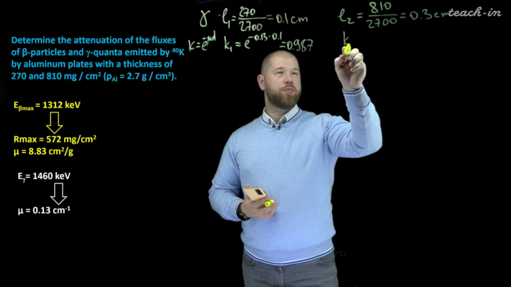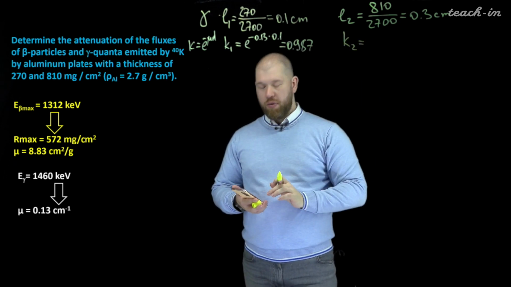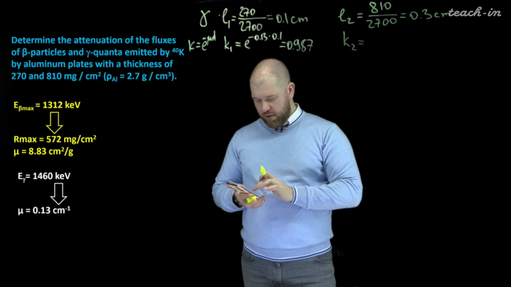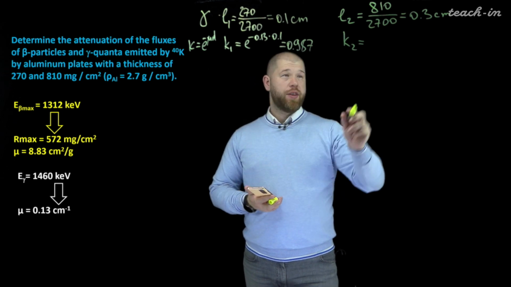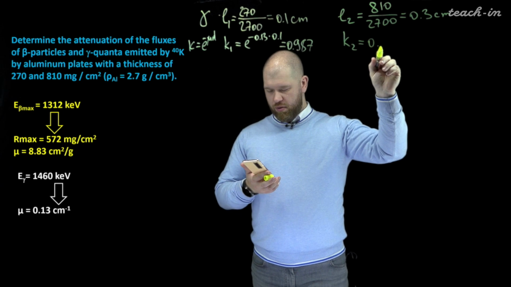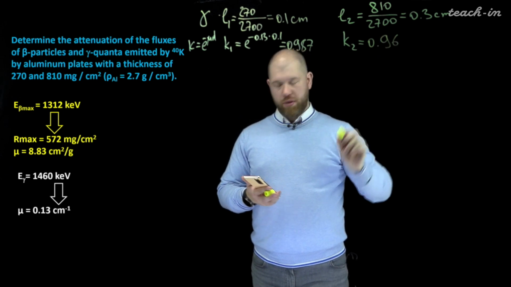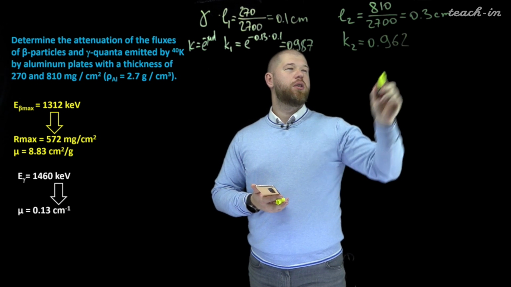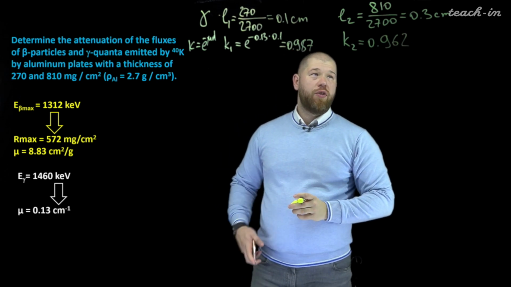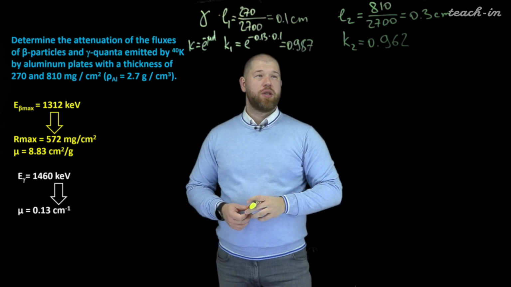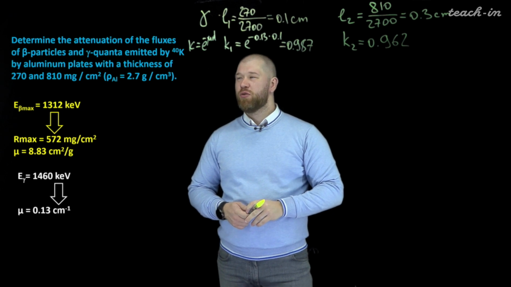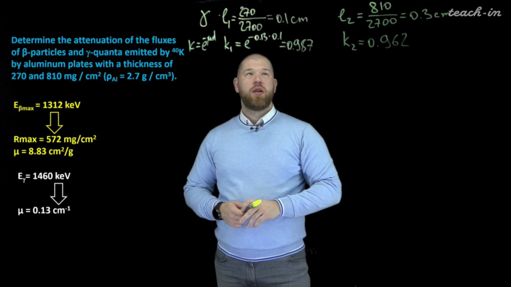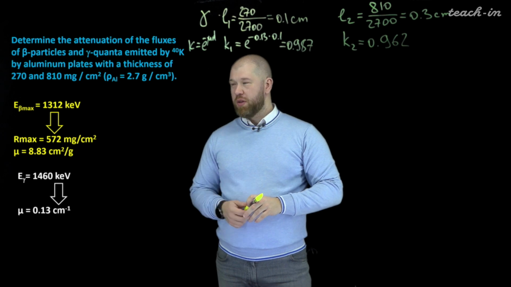In the second case, when we increase the thickness of the material 3 times, the attenuation will not be much higher. It will be 0.96. That means that only 3.8% will be retained. It is for gamma quanta, and we can see that these aluminium screens are not really useful to stop the gamma quanta, even with the thickness of 3 millimeters.